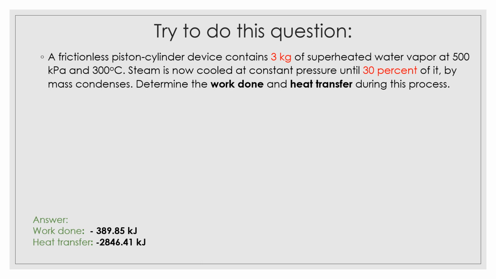This is the question for you to try at home, I mean during your free time. So just change the red colored information, which is the mass, which is 3 kilogram, and also the X, or the quality of the condensate, is 30%. Also provide the final answer for the work and for the heat. Hopefully you can do this on your own and get the correct answer.